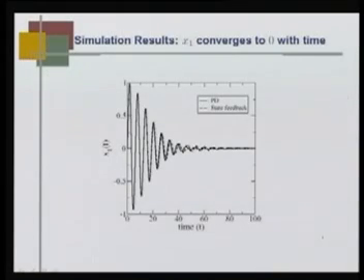So, you see that in the simulation results x1 converges to 0 with time. What we started with, we gave some initial disturbance, and using the initial disturbance we are showing now here x1, the x1 is the position of the cart.